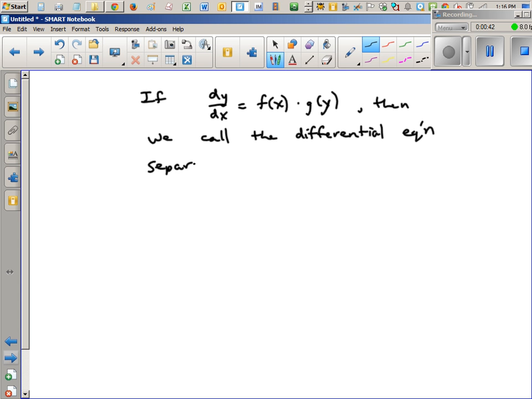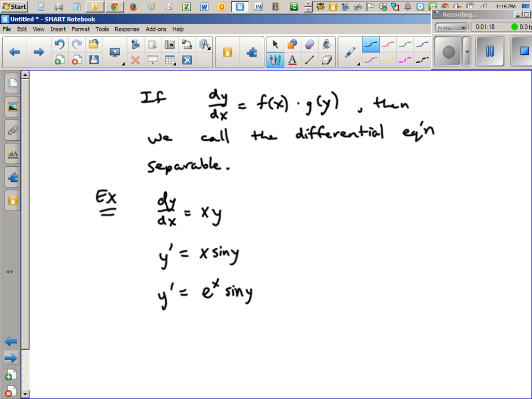What do you suppose separable means? Separated. Able to be what? Separated. Right. Okay, so here are some examples of separables. dy/dx equals xy. That is separable. Here's another one. y prime equals x sine y. That is separable. Here's another one. y prime equals e to the x sine y. That is separable.